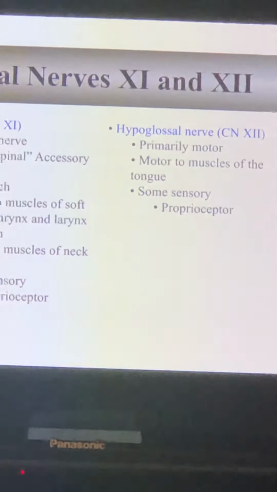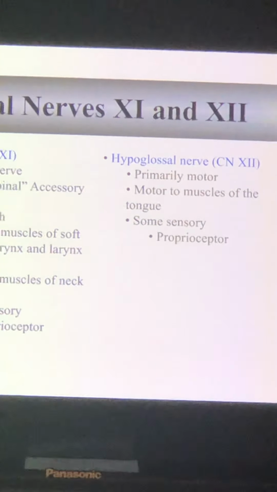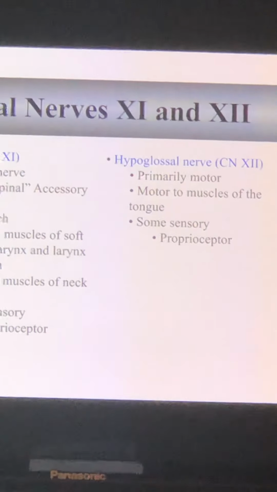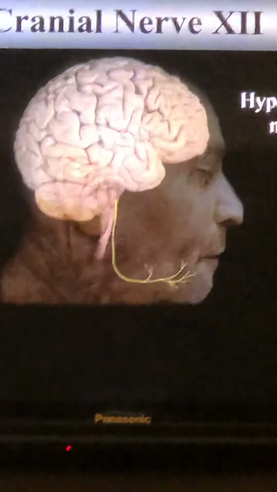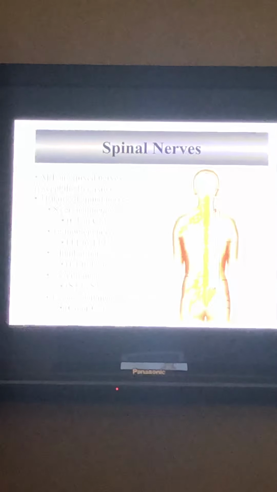Final, hypoglossal, cranial nerve 12, motor to the tongue. So you can have them stick their tongue out. We did that in our demo lab. Okay, let's go on. Sorry to be going so quick, but we just don't have time to fool around.